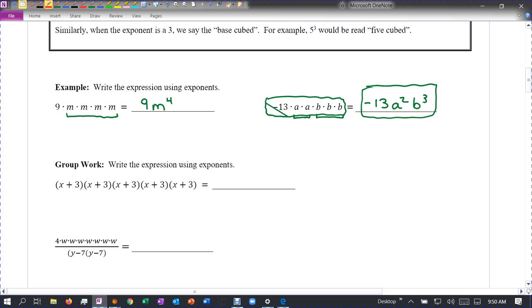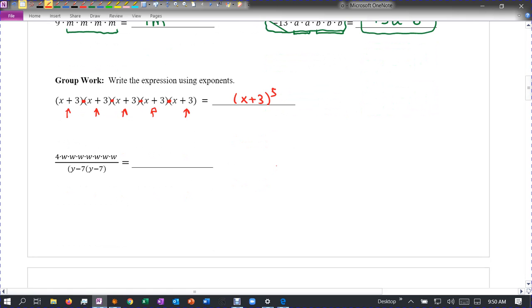Okay, the next example, we have x plus 3, and remember this multiplication between these, times x plus 3 times x plus 3 times x plus 3 times x plus 3. We have 1, 2, 3, 4, 5 of them. So we could just write x plus 3 raised to the 5th. And that means the same thing. All right, next one, 4, and then we're going to have w 1, 2, 3, 4, 5, 6, 7 times, so w to the 7th, and then divided by, looks like we're missing a parenthesis here. There should be a parenthesis right there. We have y minus 7 times itself, so that's y minus 7 and then squared.